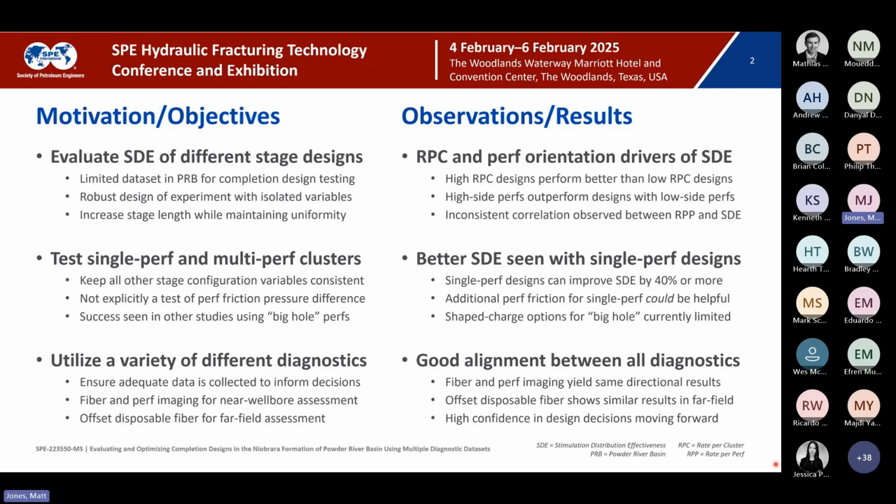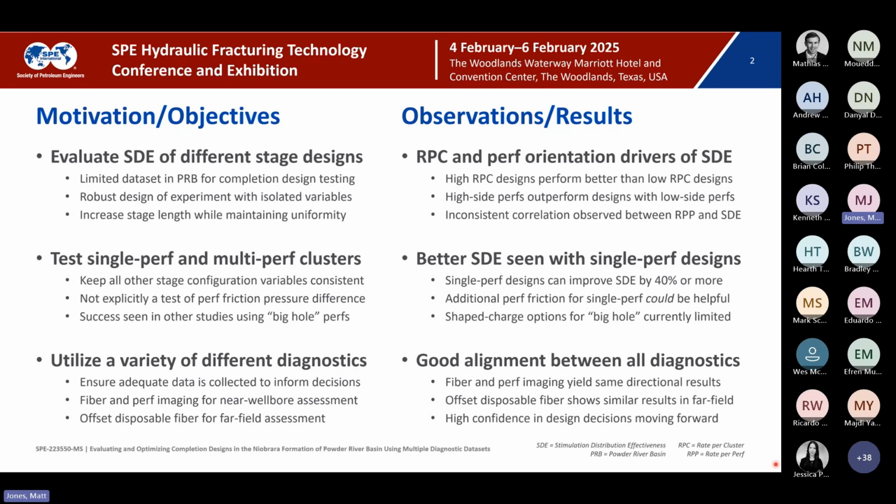Another motivation of this work is that we wanted to test single perf and multi-perf cluster designs. So as the names indicate, the fundamental difference is with single perf clusters, you have a single perforation with a slightly larger diameter. With multi-perf clusters, you have multiple perforations per cluster with a slightly smaller diameter. Now, depending on the perf size, the amount of perf friction pressure between both designs can be kept similar, but it's a fundamentally different type of perforating strategy.